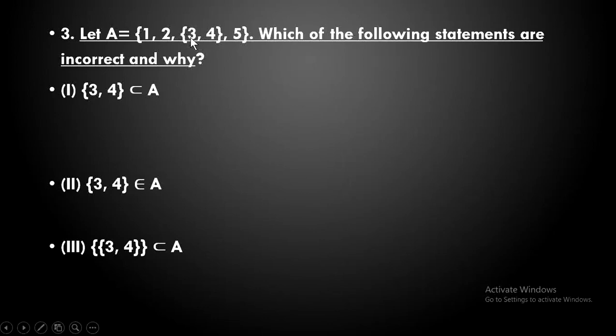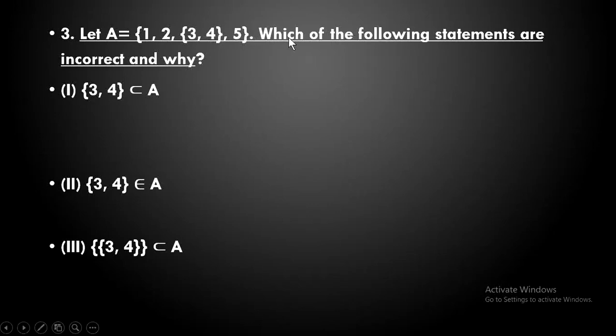So this set 3, 4 together is one element. Like here 2 is one element, 1 is one element and 5 is one different element in the set. Similarly, the set of 3, 4 together is one element in the set. So when I ask you how many elements are present in the set, you will tell me that there are 4 elements present in the set, because this 3, 4 with the set together is one element.